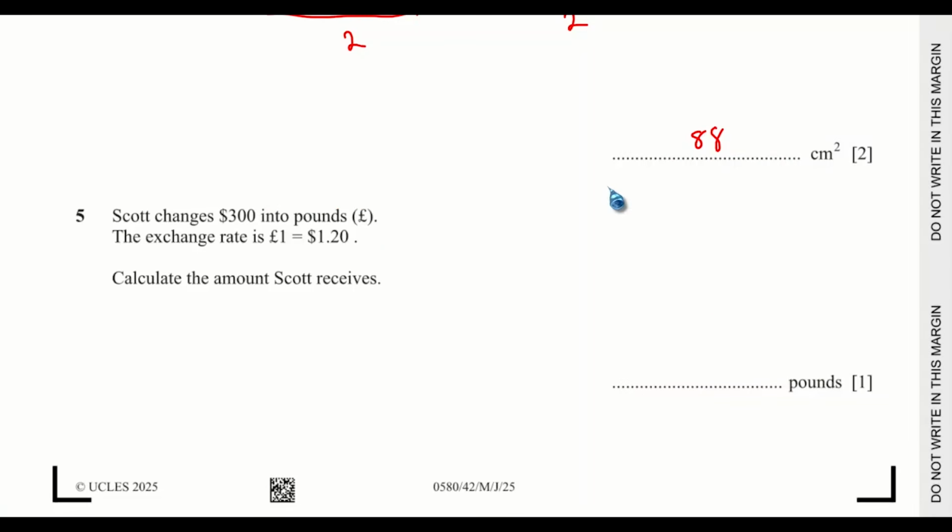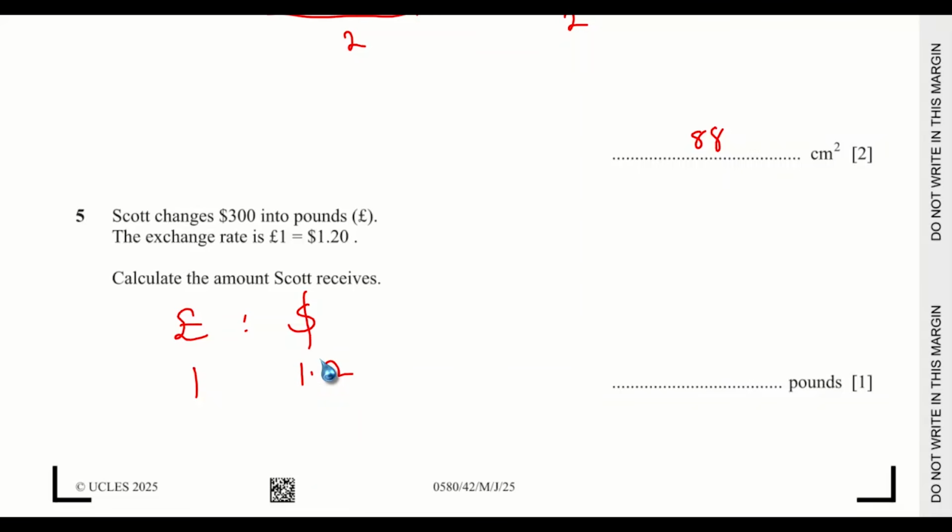Question 5. Scott changes $300 into pounds. So the exchange rate is 1 pound to $1.2. Calculate the amount Scott received. So that will be the ratio of pounds to dollars, which is 1 to 1.2.